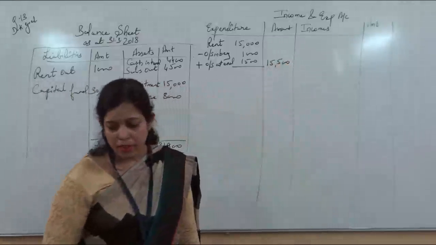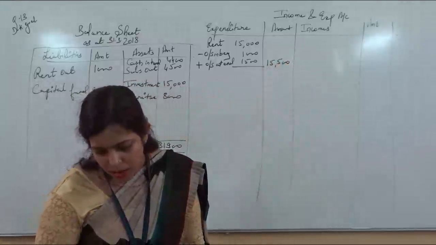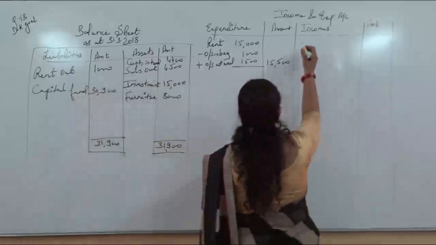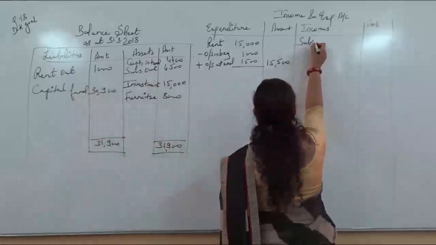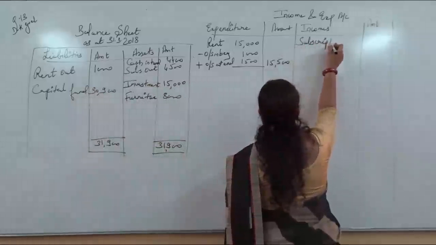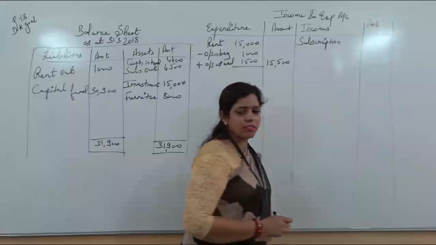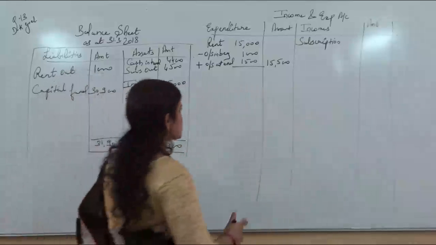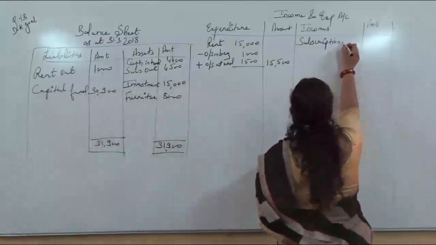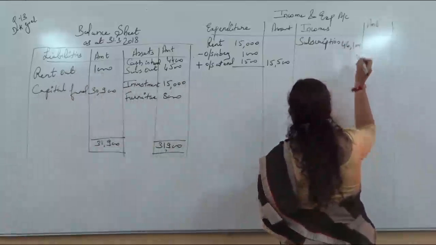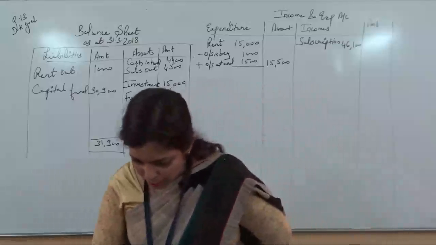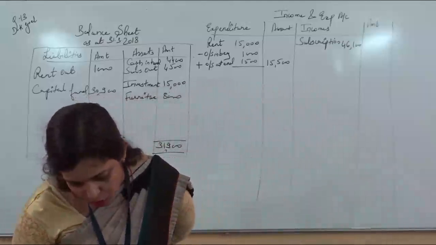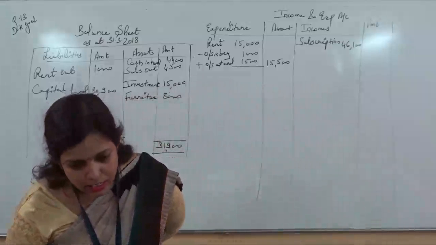Then the next item of adjustment you can see is the subscription. Let us do the subscription first. What is the basic figure of subscription? The basic figure you will always find in the question. How much is it given in the question? 46,100. Now what is given in the adjustment? Subscription outstanding of the previous year is 4,500 and the current year is 6,000. Okay.